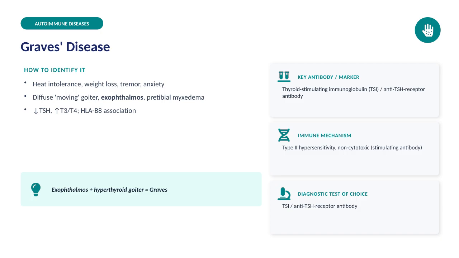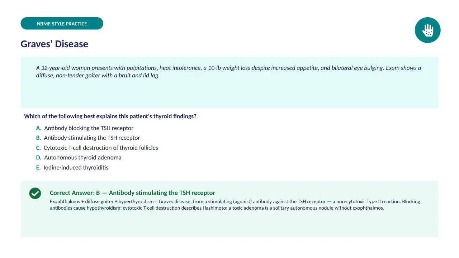The key antibody involved is the thyroid-stimulating immunoglobulin, or TSI, which acts like an anti-TSH receptor antibody. This triggers a type 2 hypersensitivity immune response, where instead of destroying cells, the antibody stimulates the thyroid, leading to hormone overproduction. For diagnosis, testing for TSI, or anti-TSH receptor antibodies, is the preferred method, as it confirms the presence of this stimulating autoantibody.